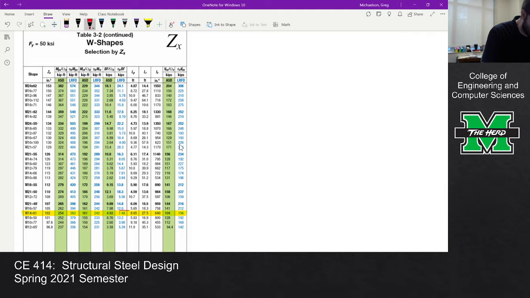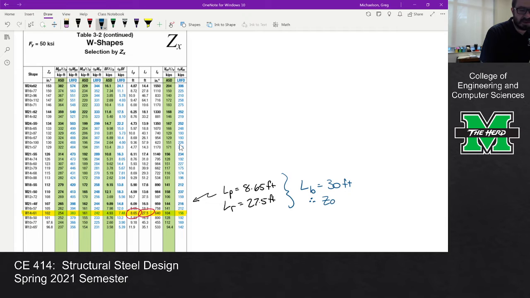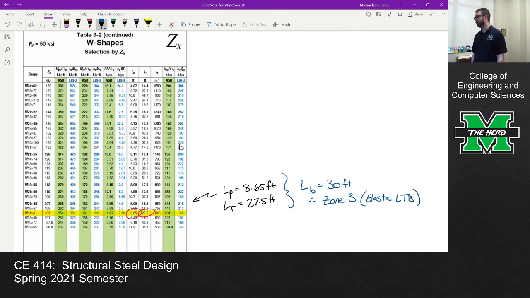There's a reason for that. Now, what I want to do is look at Lp and Lr. In this case, Lp is 8.65 feet and Lr is 27.5 feet. Now, we have an Lb of 30 feet for this problem. So if Lb is 30 feet, what does that mean? We are in zone 3. Does that make sense? I'm doing that a little quick. I just want to make sure that everybody's okay with that.